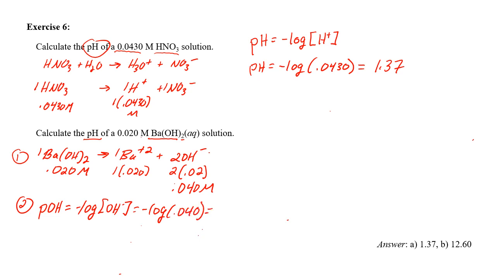When you plug that into your calculator, you get 1.398, or 1.4 basically. Let's work with 1.4. All right, we know the pOH is 1.4.